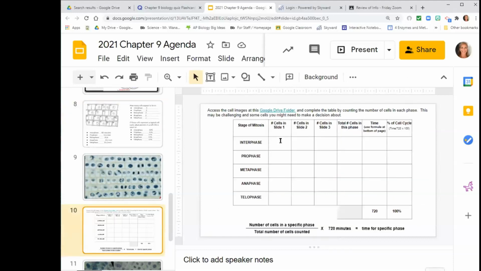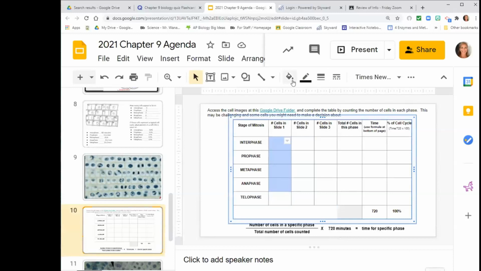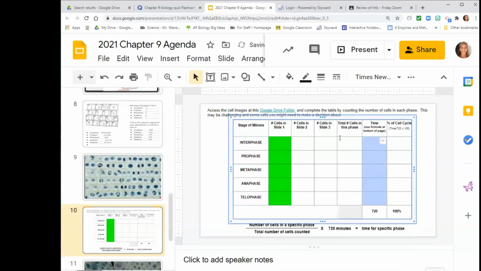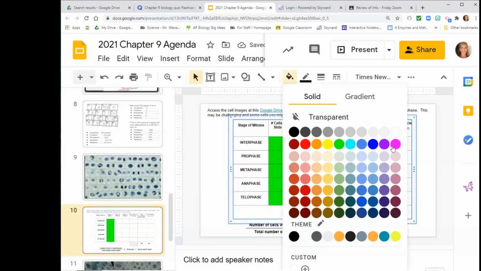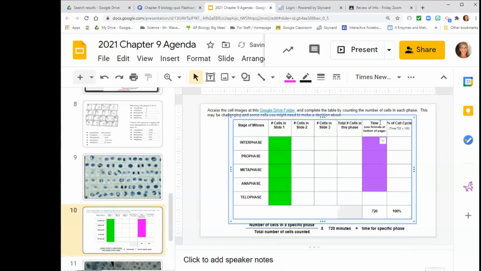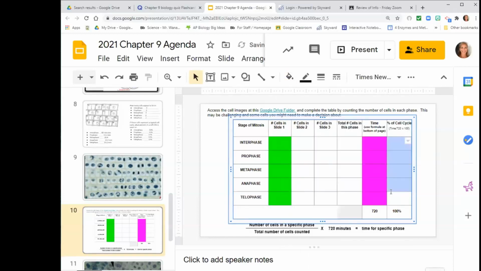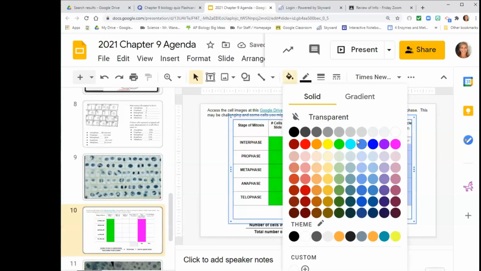So we're going to do just this one row, and we're going to do the time spent. Where we were doing 120 minutes, notice it's using 720 minutes, so it has a different total time for the cycle. And we also need to calculate the percent of the cell cycle.